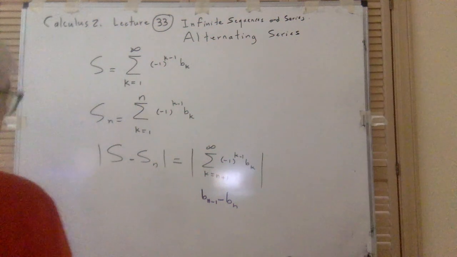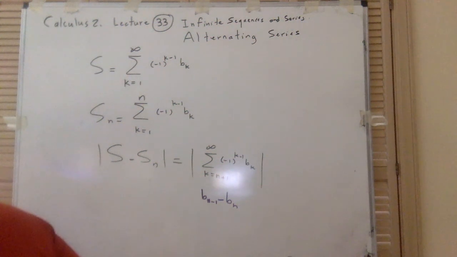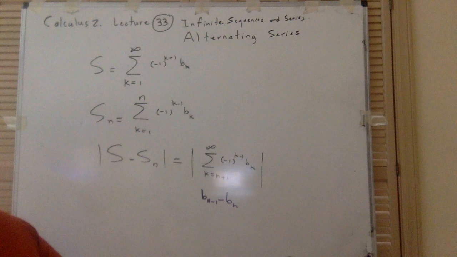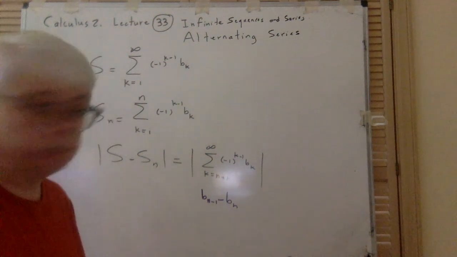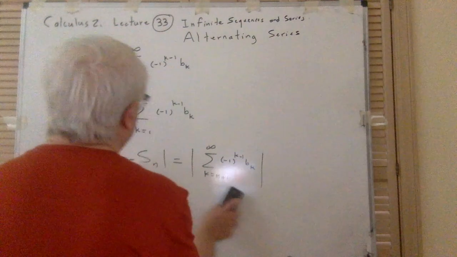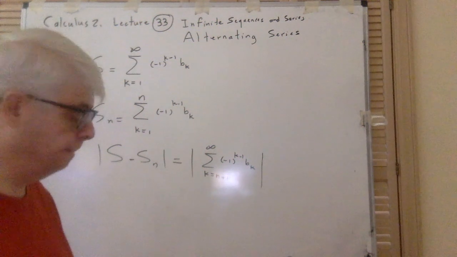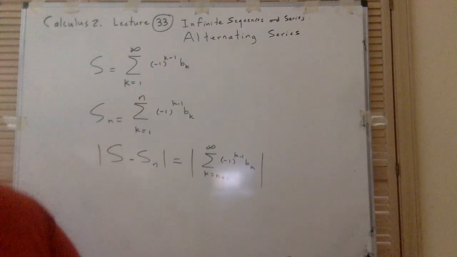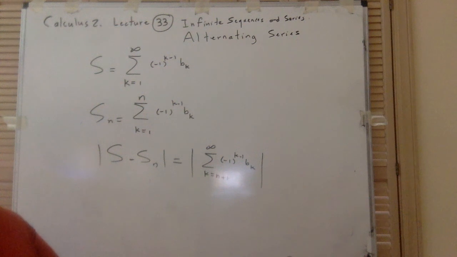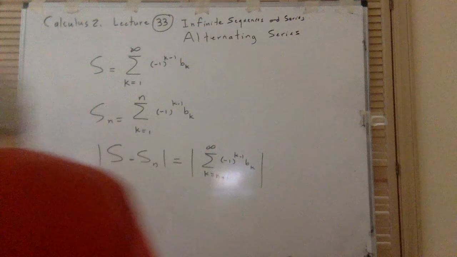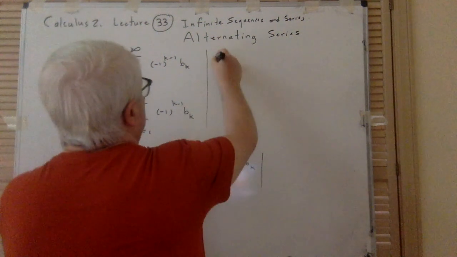Now, the error is this. Let me use this fact here to come up with it. Okay, let's see. So that is the estimation theorem. The alternating series estimation theorem. So yeah, that's what it's called.